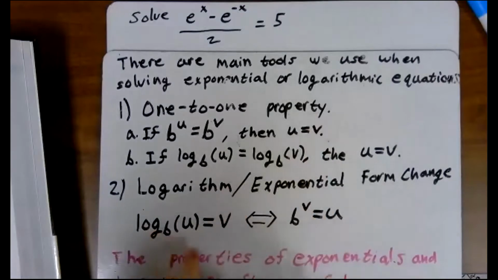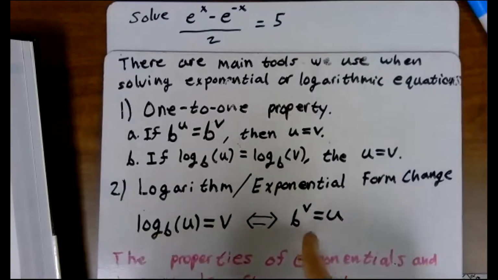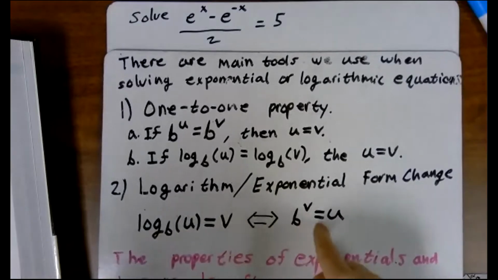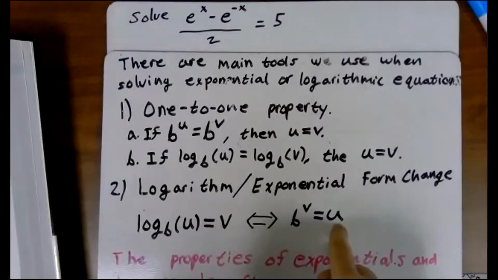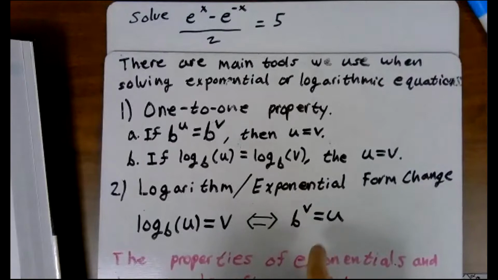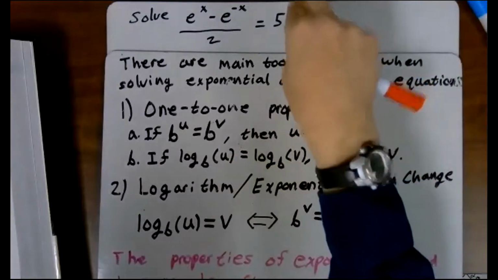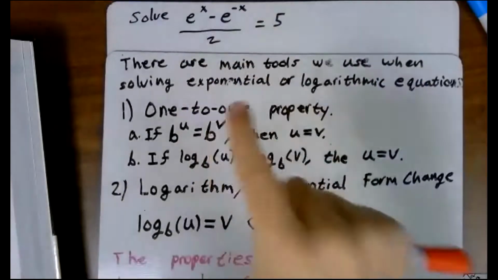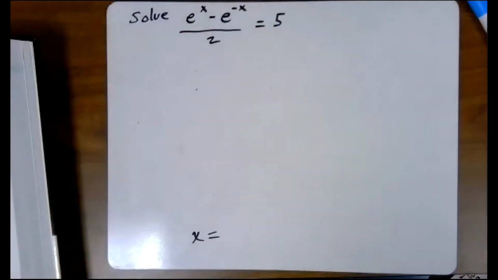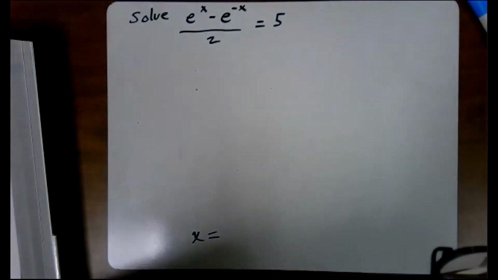And we can't use this form yet either, because you can only change from this to this if that's all you have: e to the x equals a number, or base to the whatever equals. So what we need to do is figure out a way that we can write this as e to the x equals stuff. Now buckle up, because this is going to be a little bit of a journey.